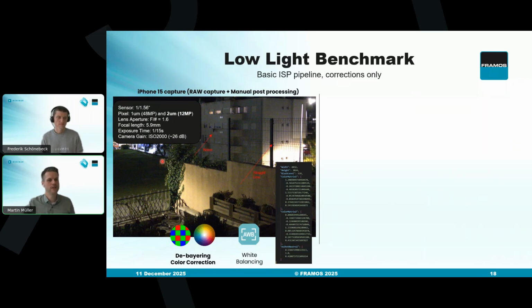So let's have a look at these metrics here. On the iPhone 15, you have an image sensor of 1/1.56 inch, 48 megapixels native resolution, and in binned mode 12 megapixels at 2 micrometer pixel size. The iPhone uses an f/1.6, so a quite wide open aperture. And in this specific scene, the iPhone chose an exposure time of 1/15 seconds, corresponding to 66.7 milliseconds. And it chose a gain of ISO 2000, which can be roughly translated into 26 dB of image sensor gain.